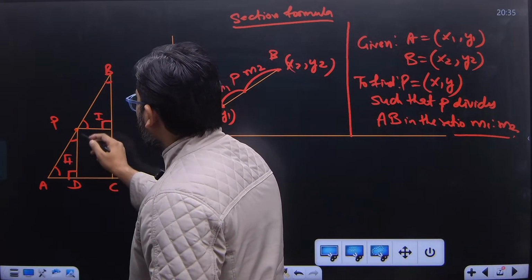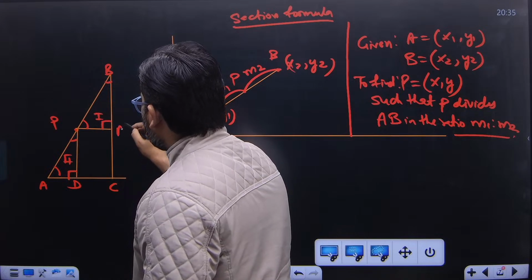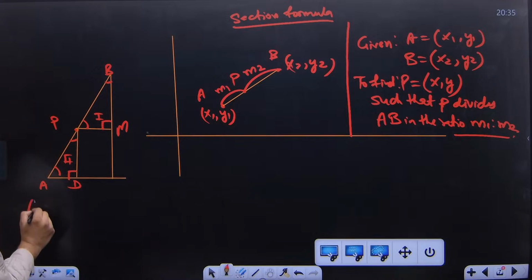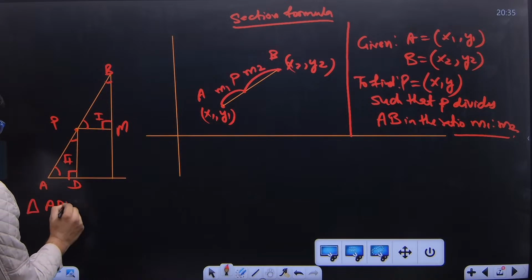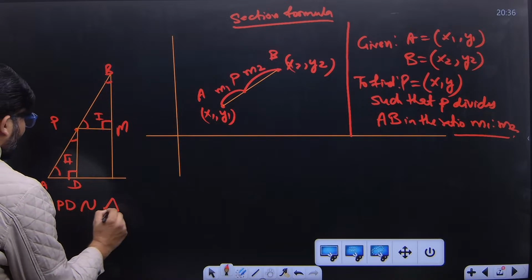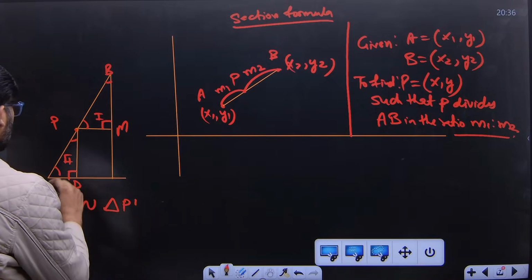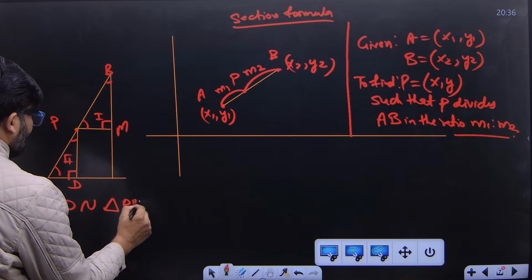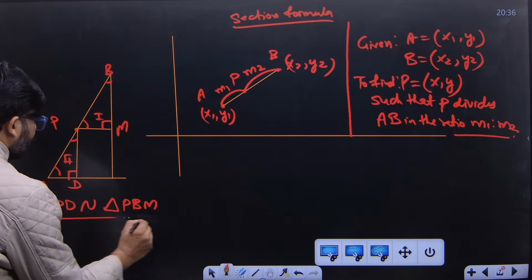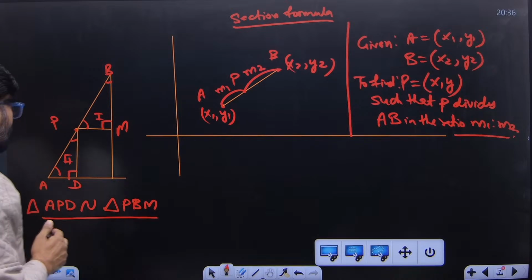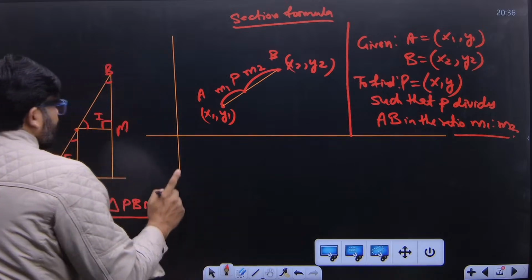Let us say APD and BPM. So we can say that triangle APD is similar to triangle PBM. These two triangles are similar. Any doubt? No, sir. Sure? Yeah. Okay. Now if the two triangles are similar, their sides are proportional.